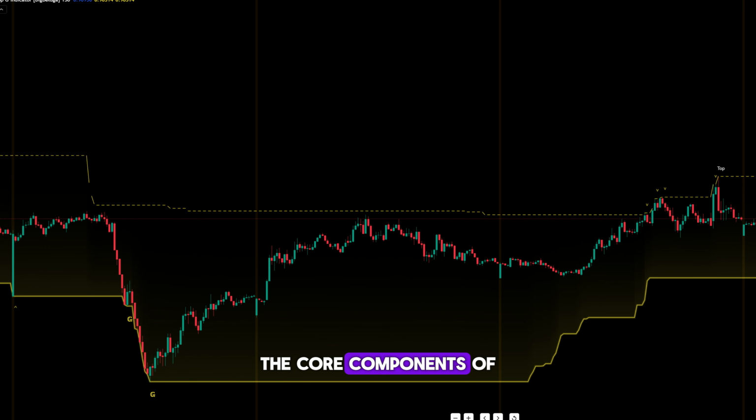The core components of this indicator are the top and bottom labels. The top label appears when the market is likely reaching a high probability top or an overbought condition. It signals a potential reversal to the downside, making it a good time to consider exiting long trades or entering short positions. And this label is based on price action signals that suggest market exhaustion or resistance.